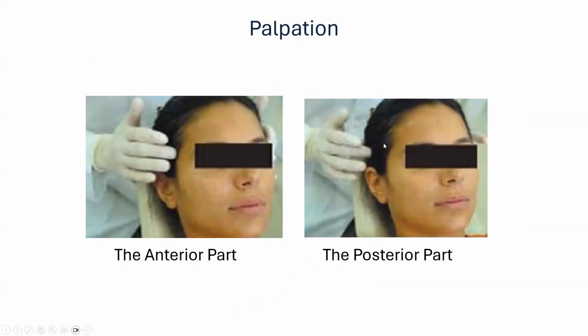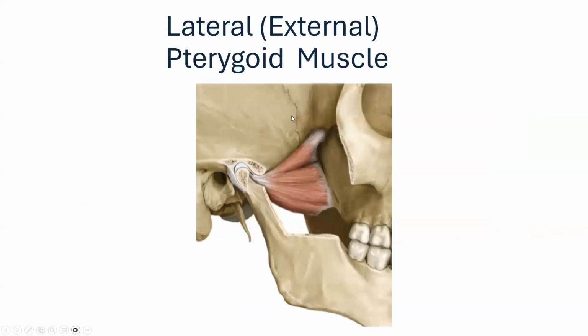That's how, in the temporal region, the anterior part and the posterior part of the temporalis are palpated. Again, standing at the back of the patient, with the patient in a slightly semi-supine position, not too semi-supine, a little bit retracted from the upright position, and then we can palpate it.